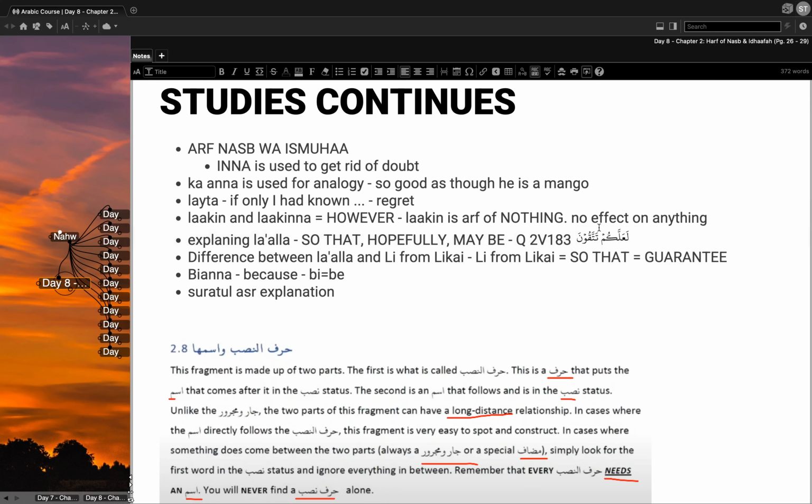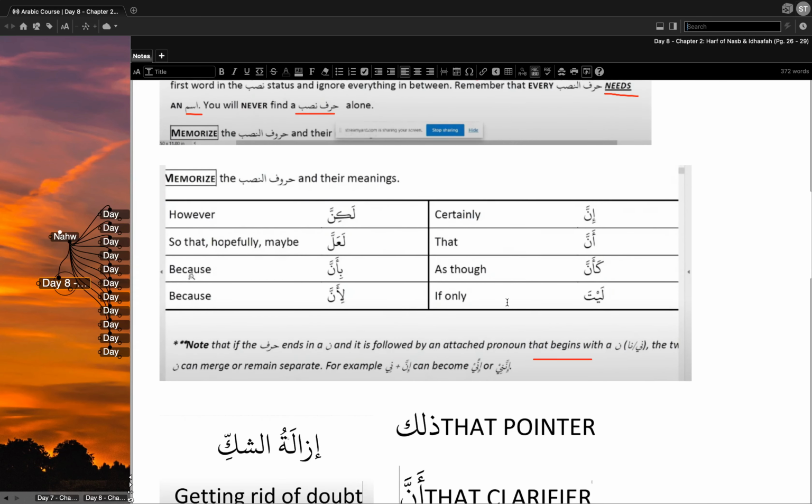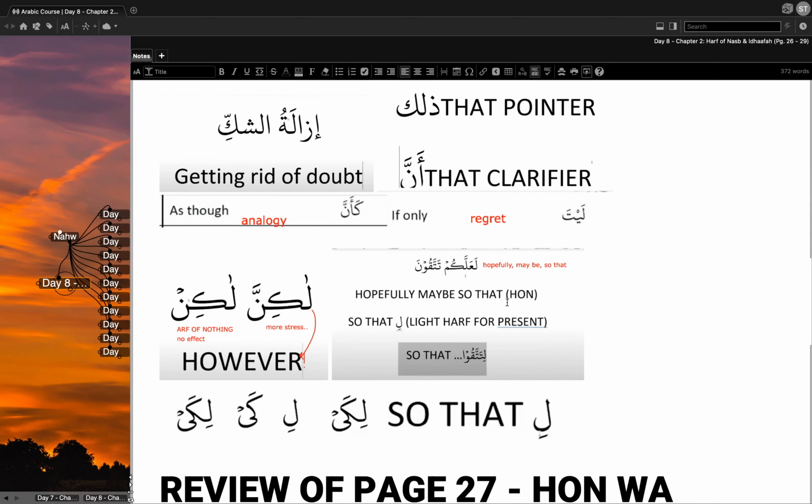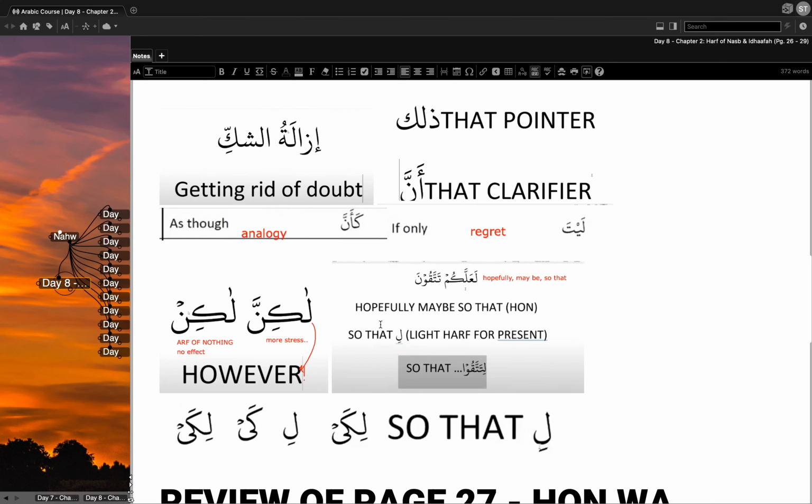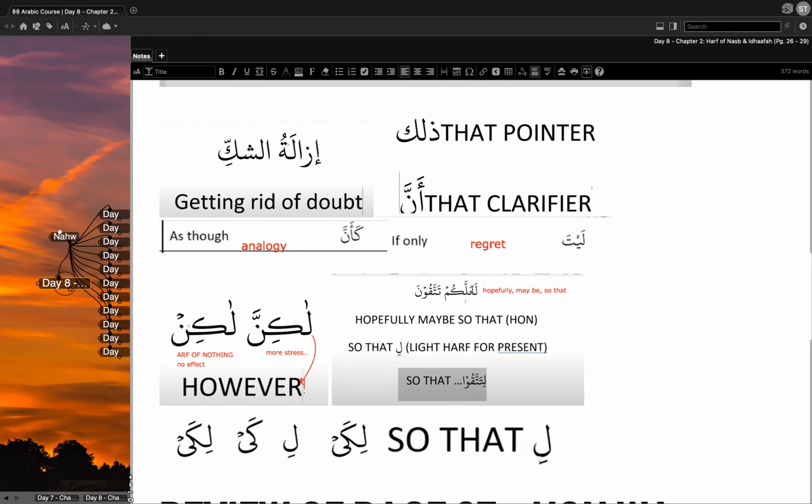And Ustadh was also explaining la'alla. If you look at it here, I wrote a note: la'alla could mean three things: hopefully, maybe, so that. It's a harf of nasb. But if you talk about li, which is a harf for present, it means "so that." There was this verse in the Quran where Allah says: Ya ayyuhalladhina amanu, kutiba alaykumu as-siyamu kama kutiba alladhina min qablikum la'allakum tattaqun.